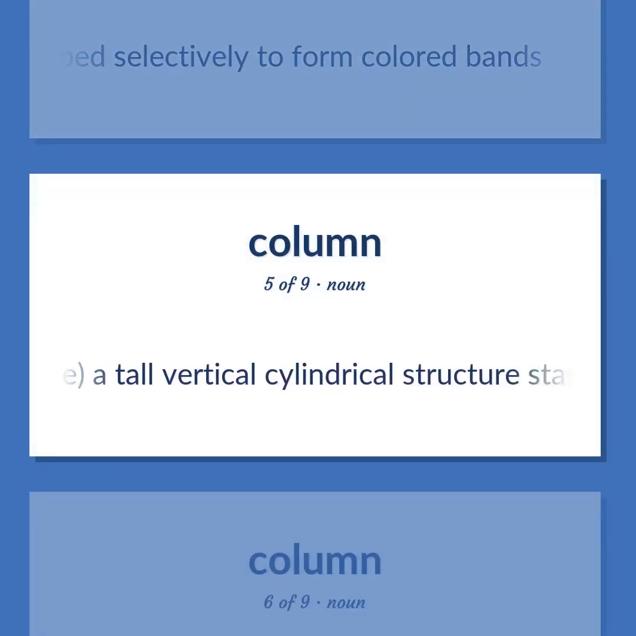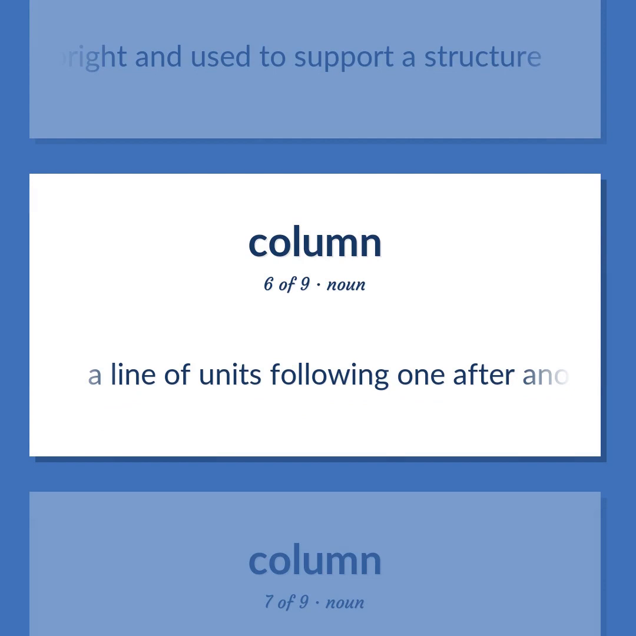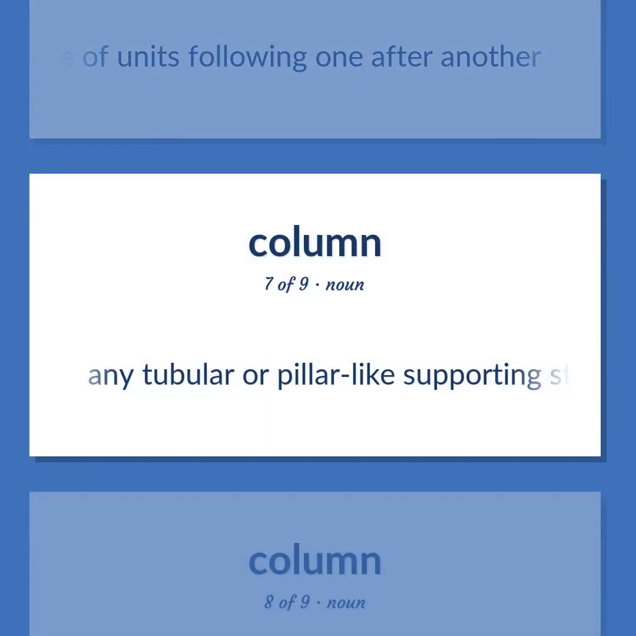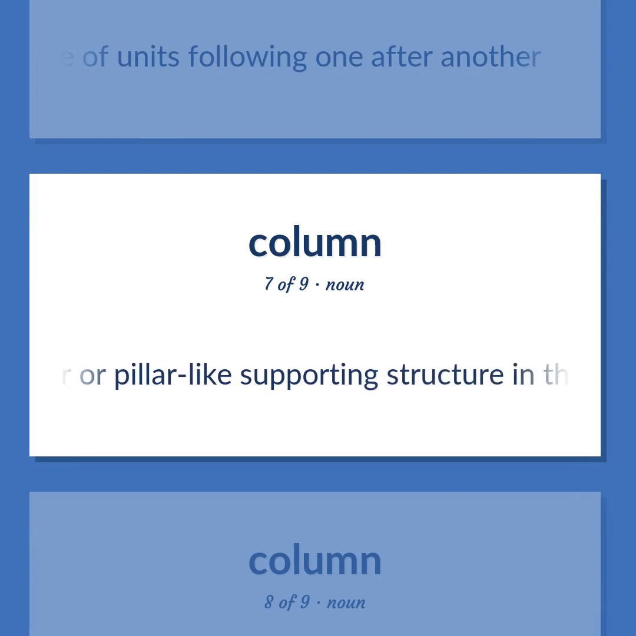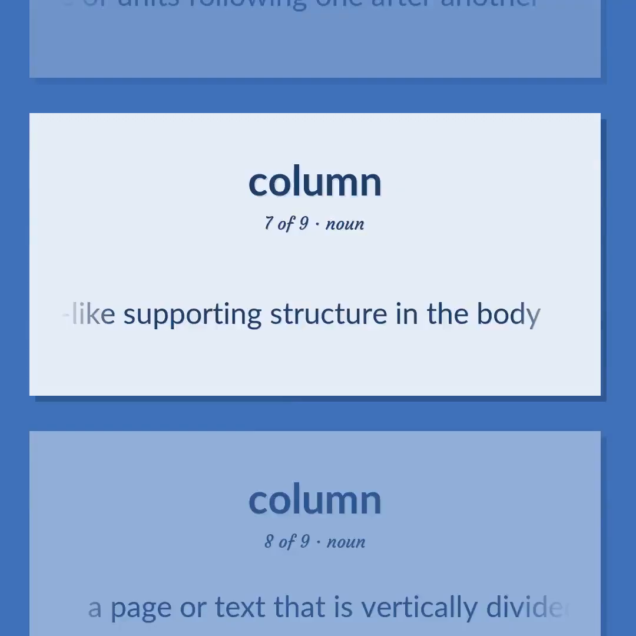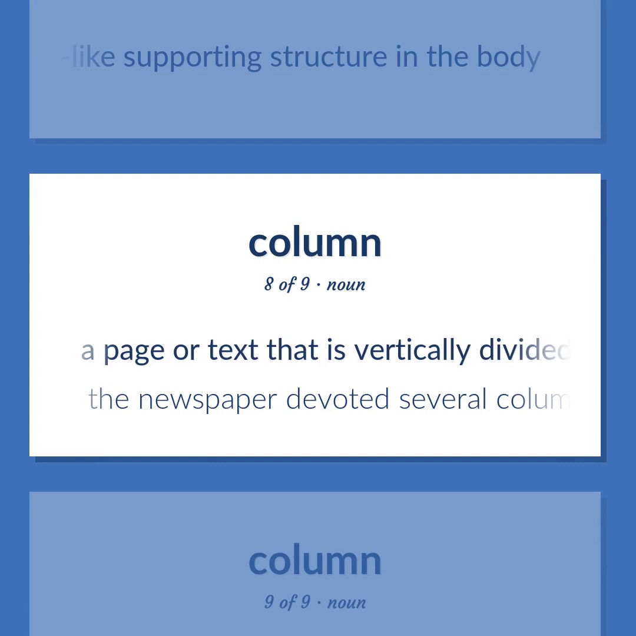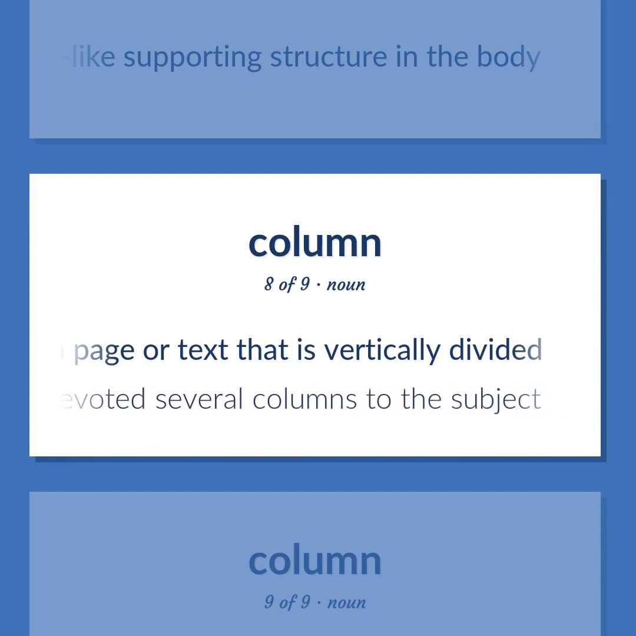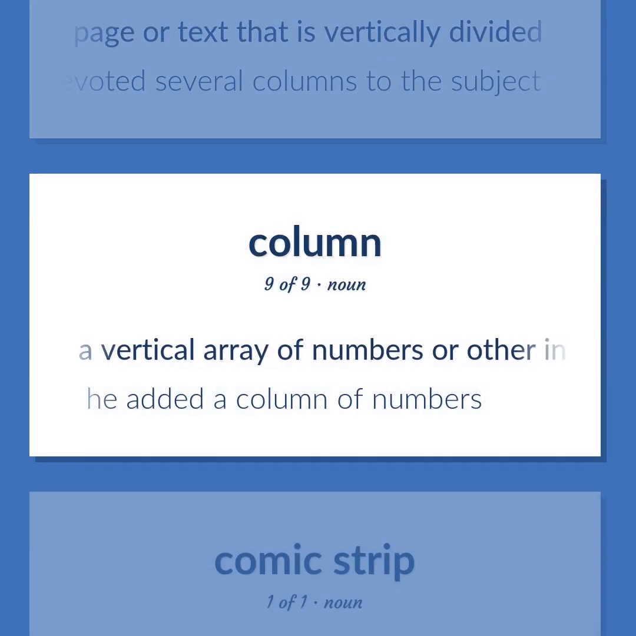Architecture. A tall vertical cylindrical structure standing upright and used to support a structure. A line of units following one after another. Any tubular or pillar-like supporting structure in the body. A page or text that is vertically divided. The newspaper devoted several columns to the subject. A vertical array of numbers or other information. He added a column of numbers.